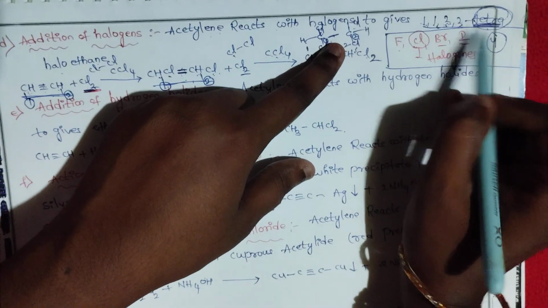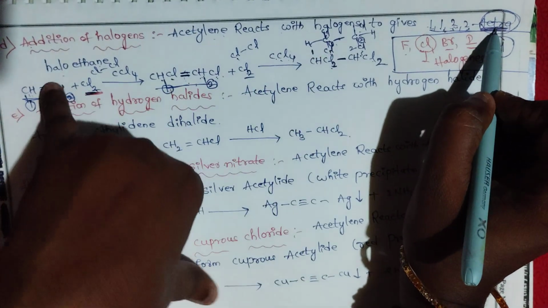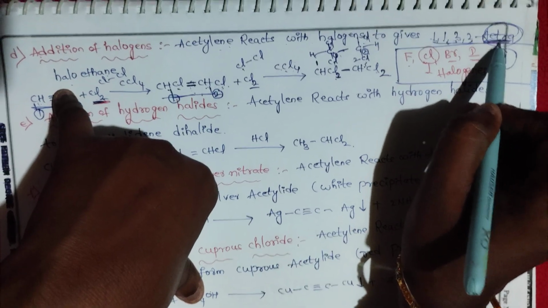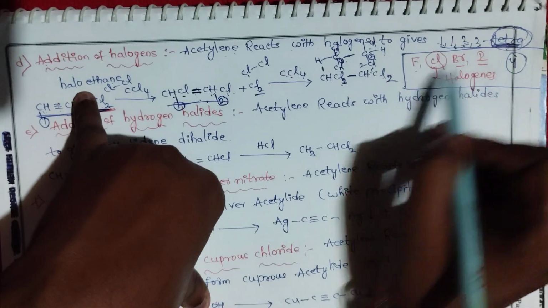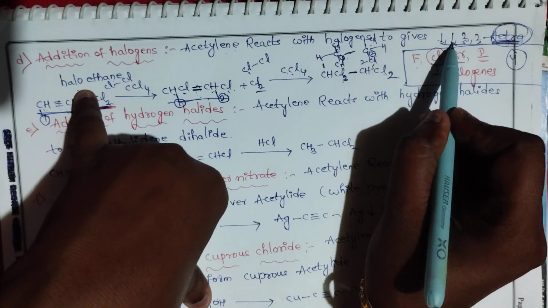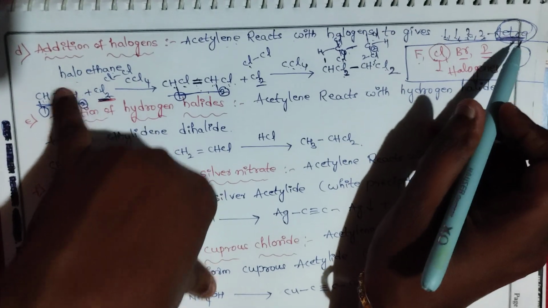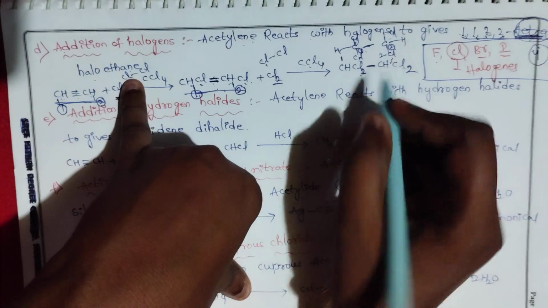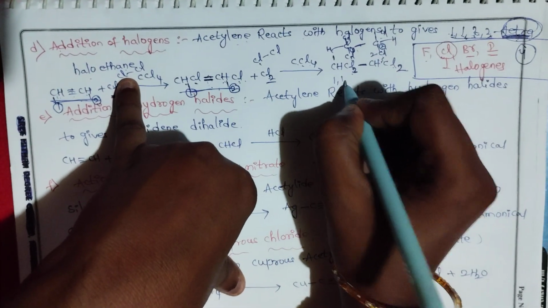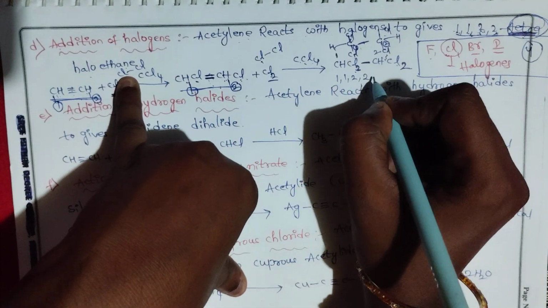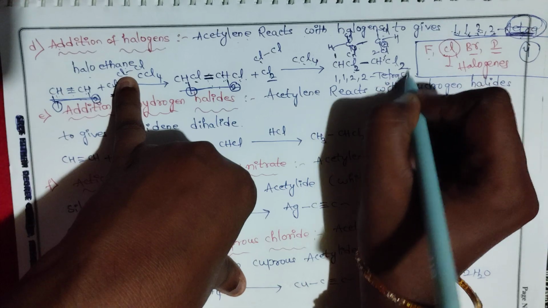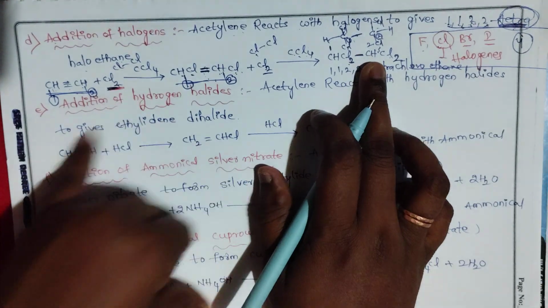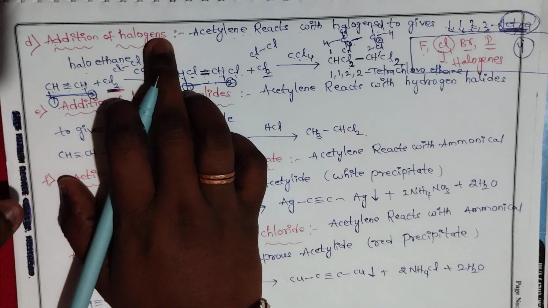So totally how many chlorines are present? 4 chlorines. That is why we say tetra. So the name is 1,1,2,2-tetrachloroethane. This is the product by the addition of halogens.